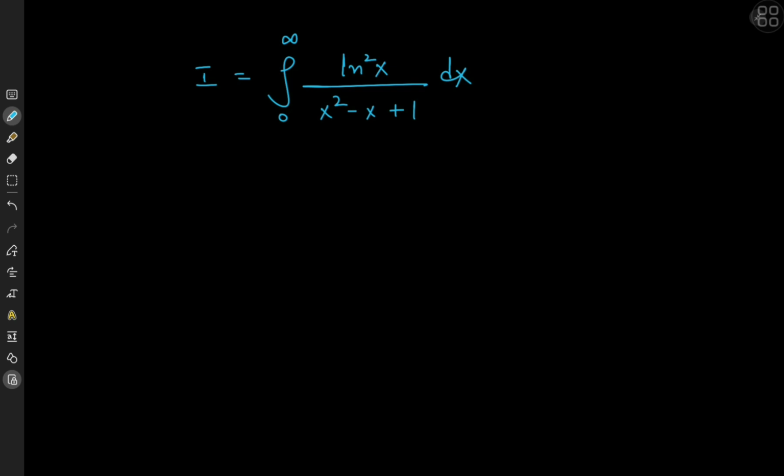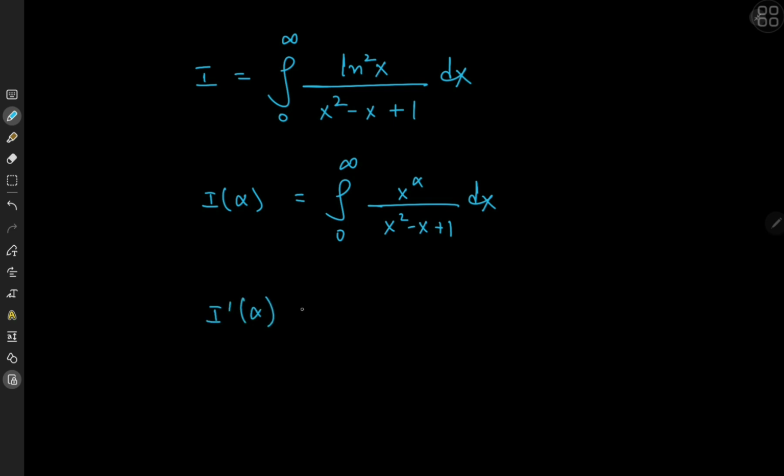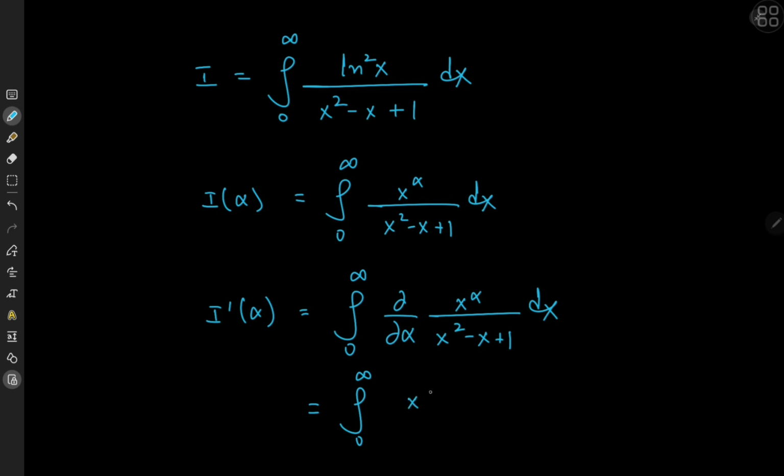Well, I'm actually going to define an integral function, I of some parameter alpha, as the integral from 0 to infinity of x to the alpha divided by x squared minus x plus 1 dx. And the reason for that is if we differentiate I with respect to alpha, we get the integral from 0 to infinity of the partial derivative with respect to alpha of x to the alpha divided by x squared minus x plus 1 dx.